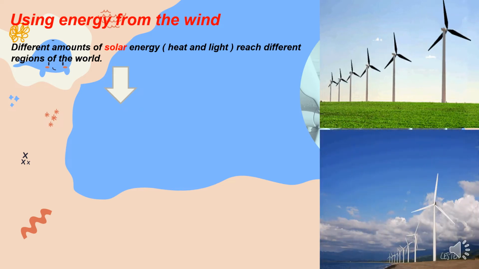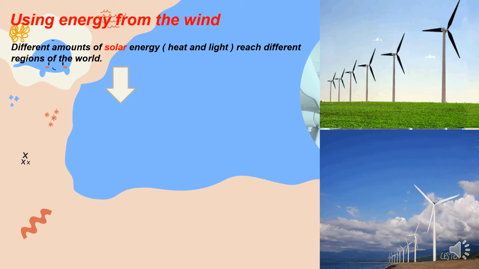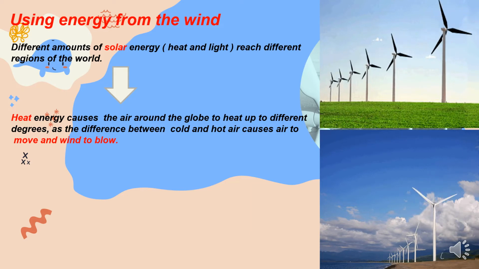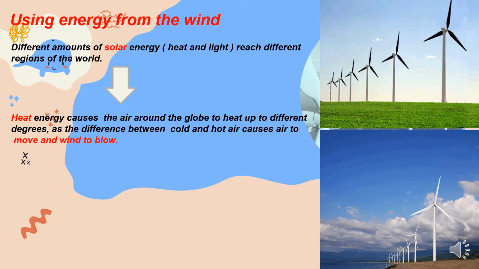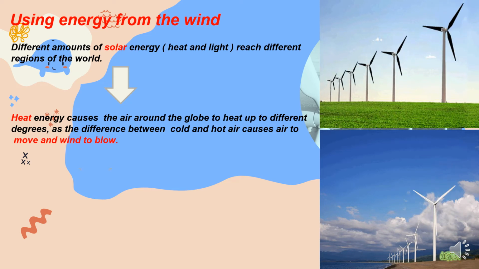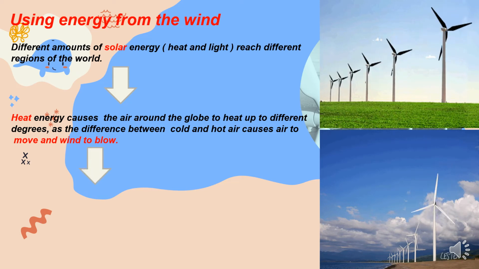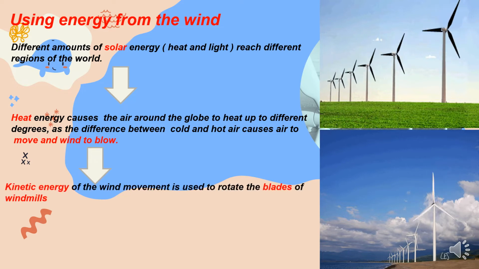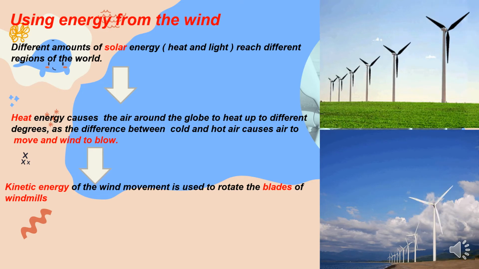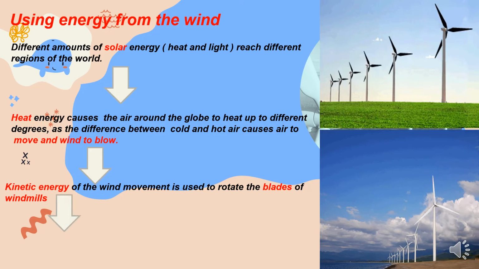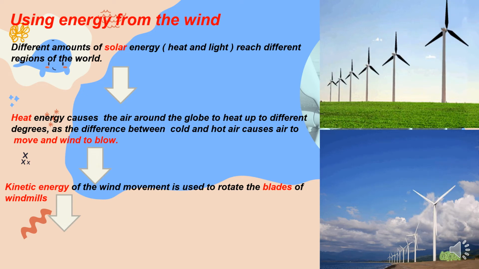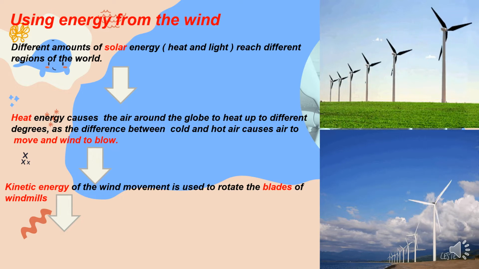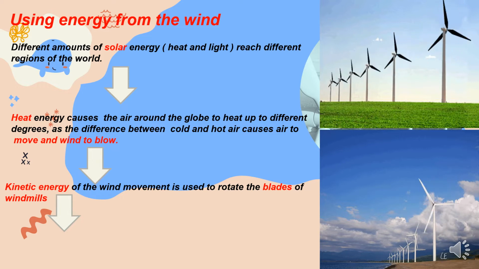And step number 2, this heat energy which comes from the sun causes the air around the globe to heat up to different degrees. And this difference between the hot and cold air causes the air to move, and it will cause the wind to blow. And then the blowing of wind causes kinetic energy, which then rotates the blades of the windmills. And finally, when the windmill blades rotate, the turbines inside them rotate also, generating electric energy.